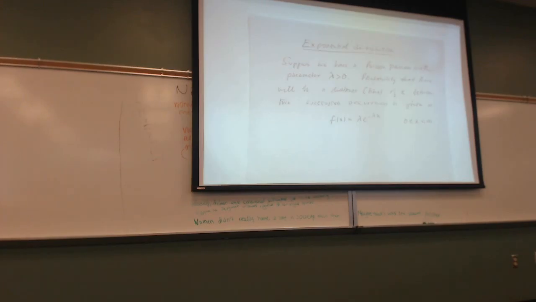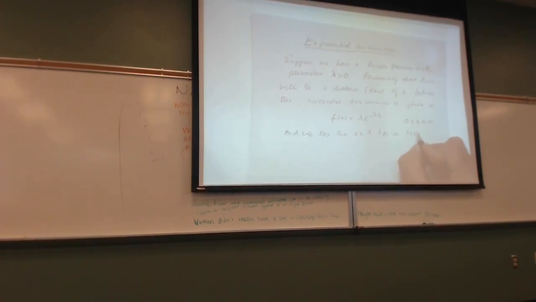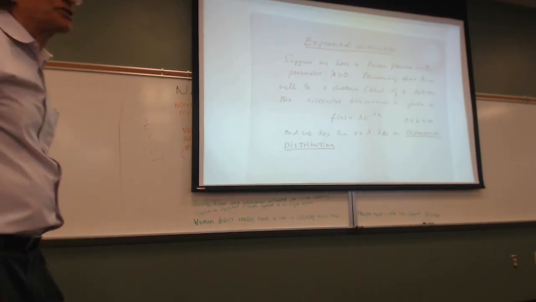So in some problems it's given in terms of distance, in some problems it's given in terms of time. Usually we'll give it in terms of time, unit time. And we say the random variable x has an exponential distribution: the distance or time of x between two successive occurrences.